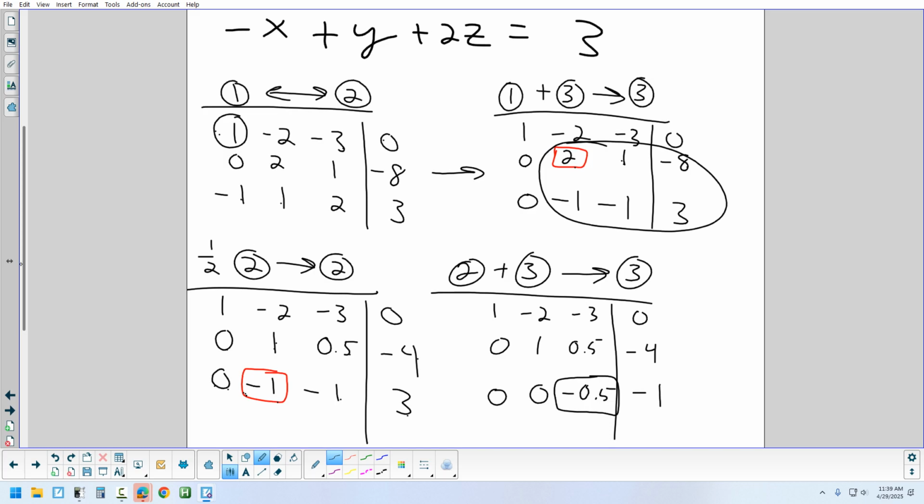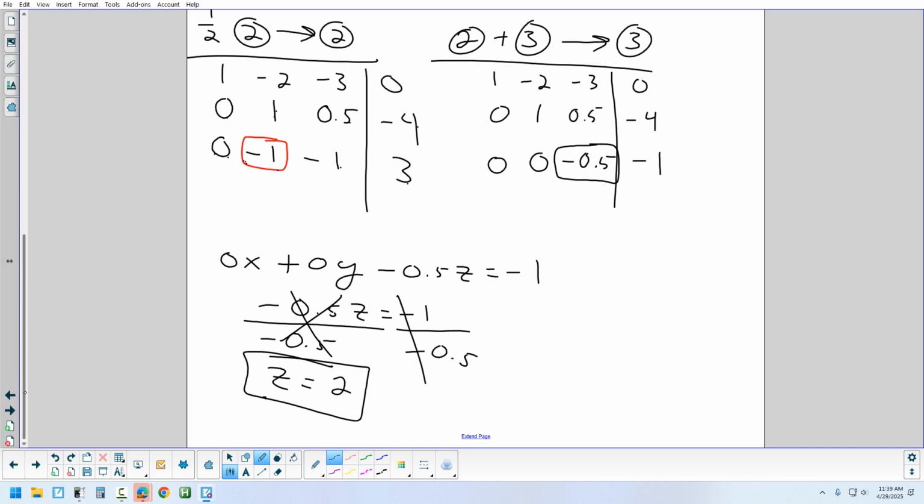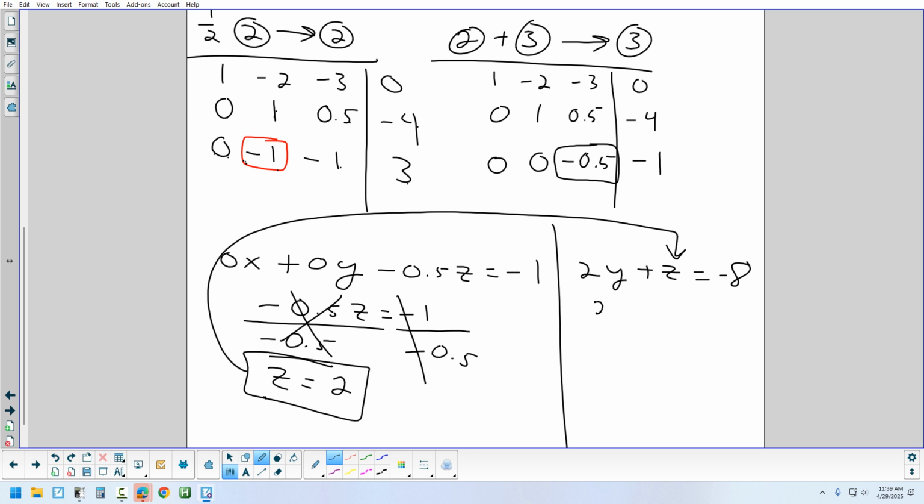Yeah. And now that we know the 0, it just means it's not there. We don't have to put that anymore. So 2y plus z equals -8. And what did we just get for z? 2. So fill that in right there. 2y plus 2 equals -8. So we get 2y equals -10, which means y equals -5.